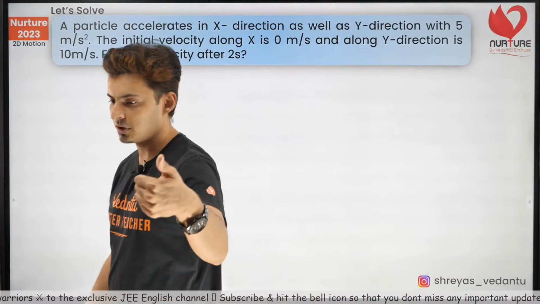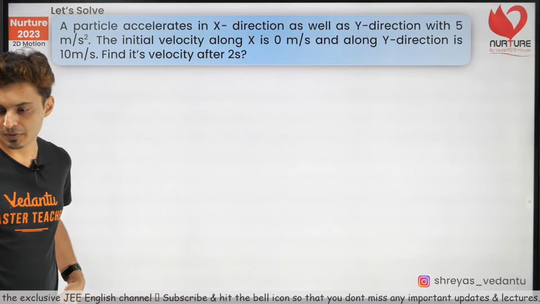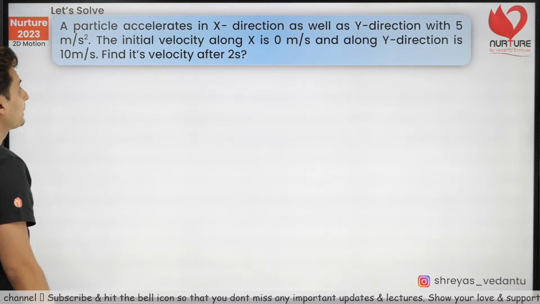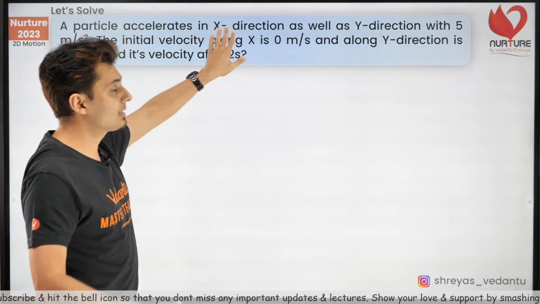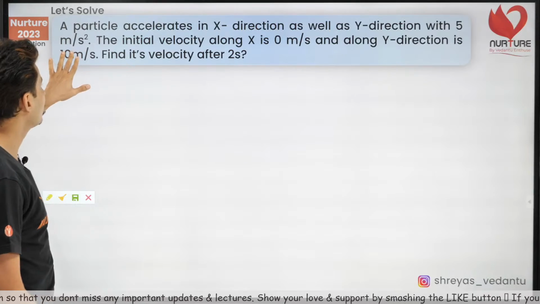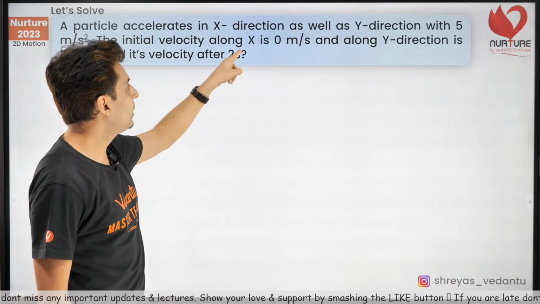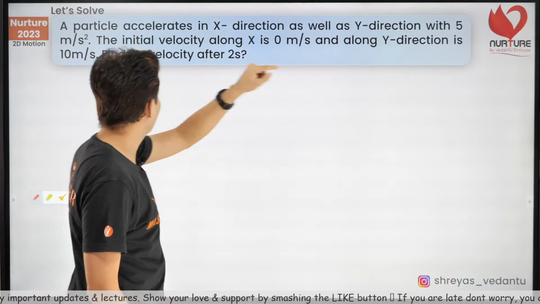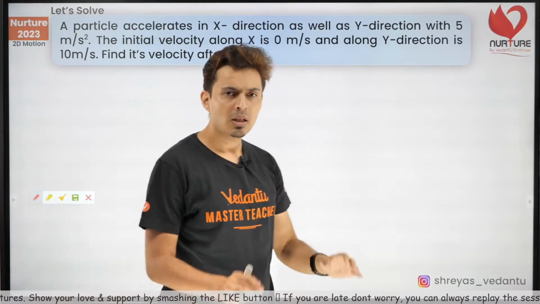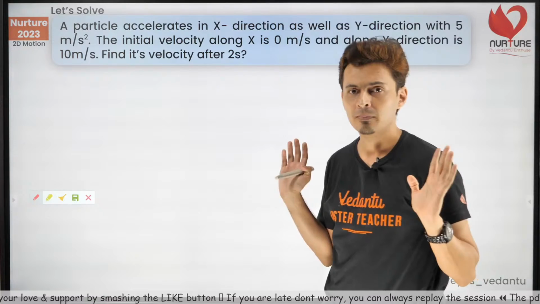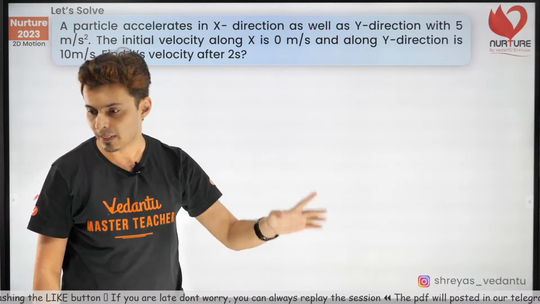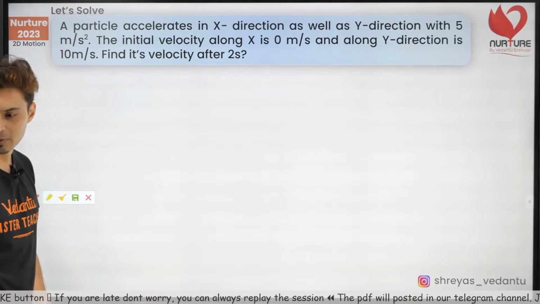Okay, let's start solving question. No, it's not sine theta, it's cos theta for dot, be careful. And yeah, so a particle accelerates in x as well as in y with 5 meters per second square. The initial velocity along x is 0 and along y is 10. Find the velocity after 2 seconds. Do you guys see this is a 2D problem? Because x and y are clearly mentioned.